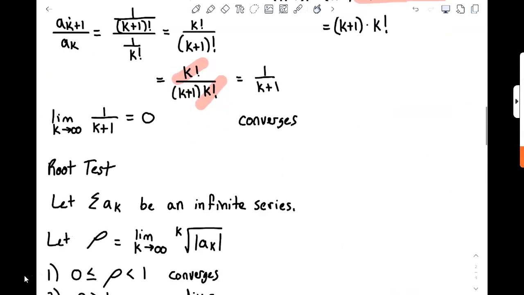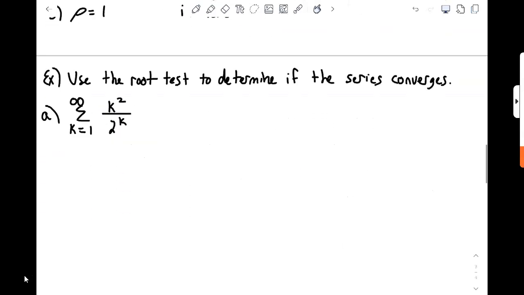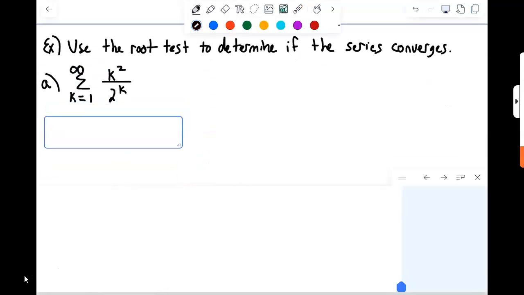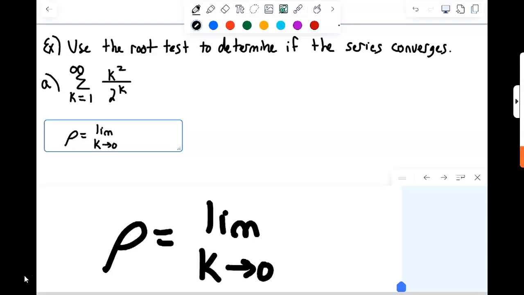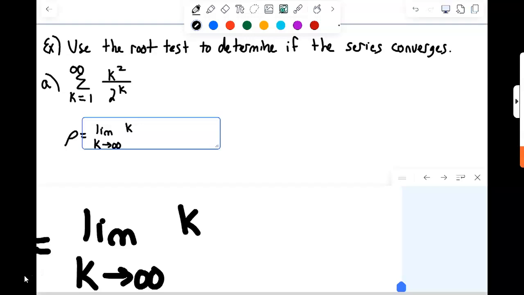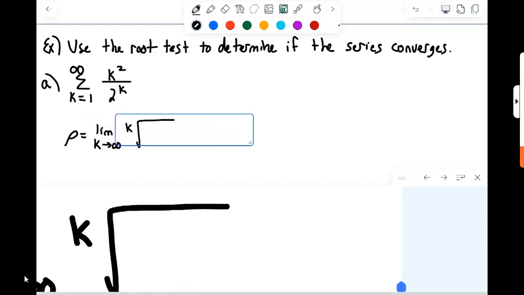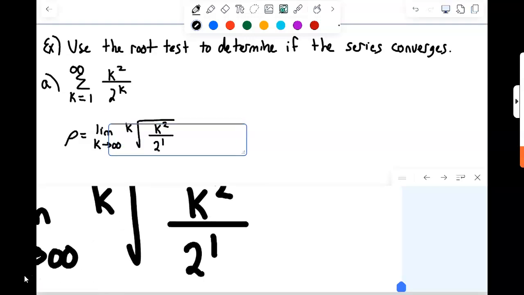Okay, so let's approach this now with the root test. For the root test, we take the kth root of the absolute value of this stuff. Since k squared is always positive, k is 1 or bigger, and 2 to the k is positive, we don't need to use the absolute value here. So rho is the limit as k goes to infinity of the kth root of k squared over 2 to the k.